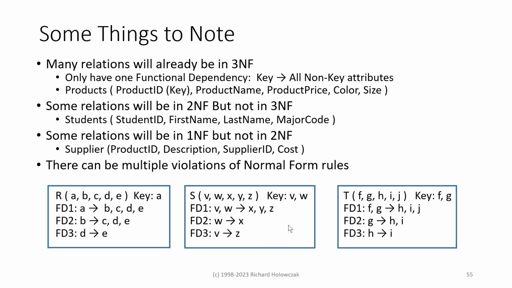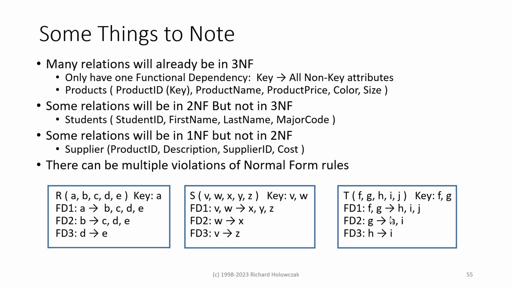Let's look at relation S. Relation S has a composite key, VW determining the non-key attributes X, Y, and Z. W by itself determines X, V by itself determines Z. Here are two violations of second normal form. So S is stuck in first normal form. It has two violations here.